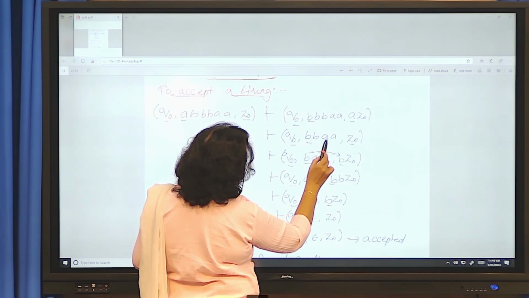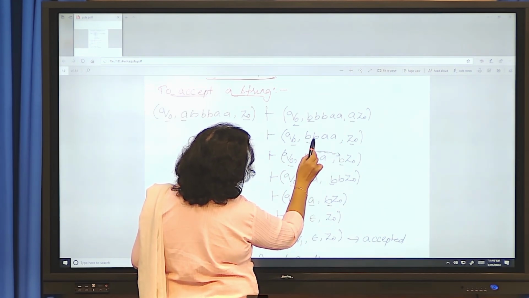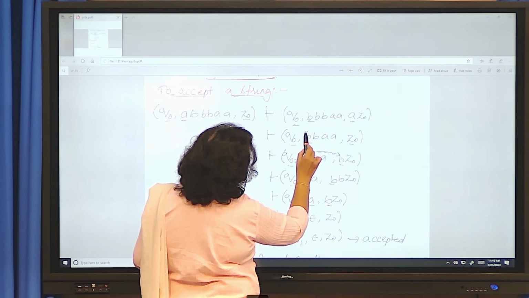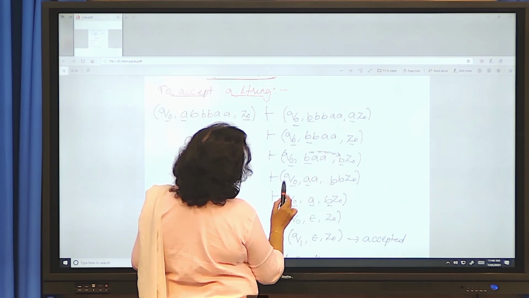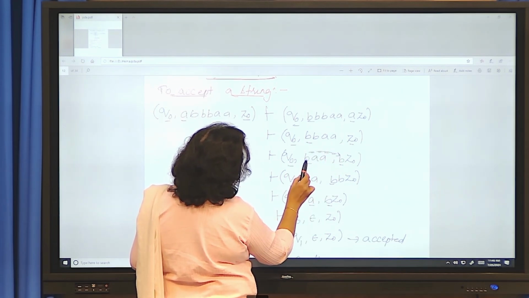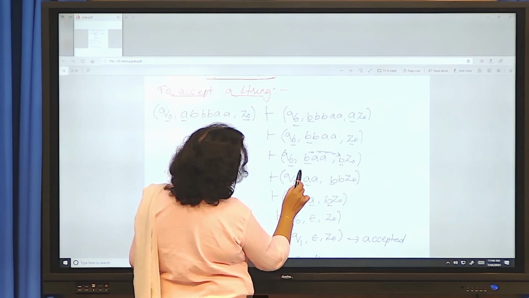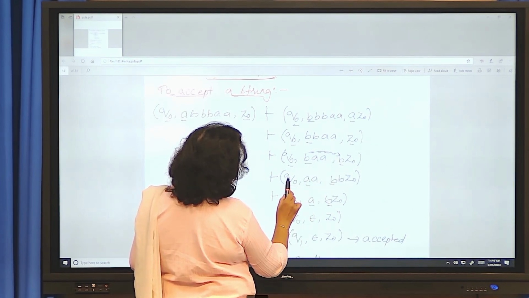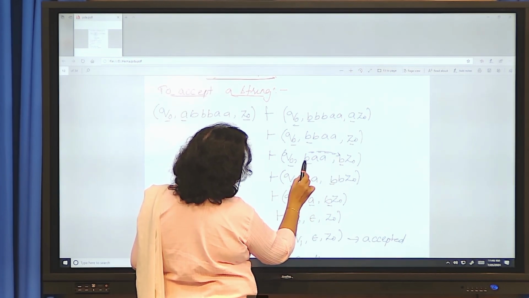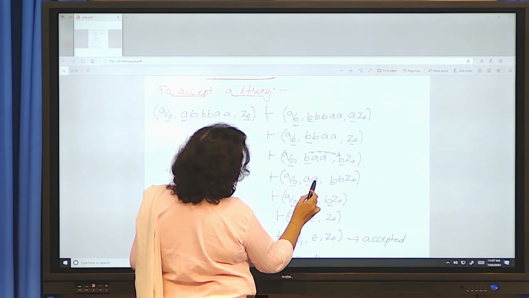It will go and sit here. So, what is remaining? BAA. This B comes and sits here. Now, Q naught B B. Both are B, push. So, Q naught, after B goes, remaining is AA.